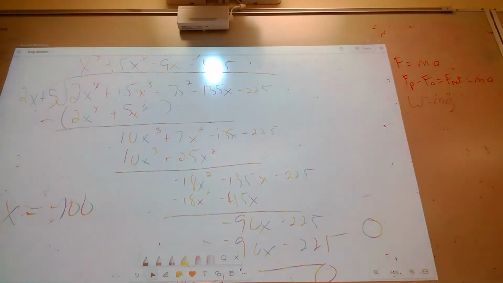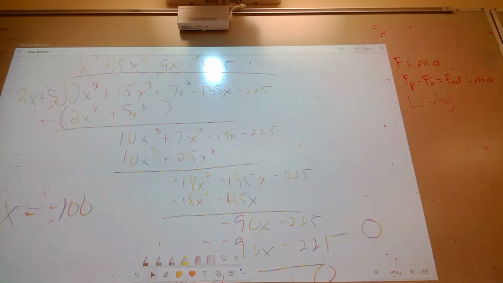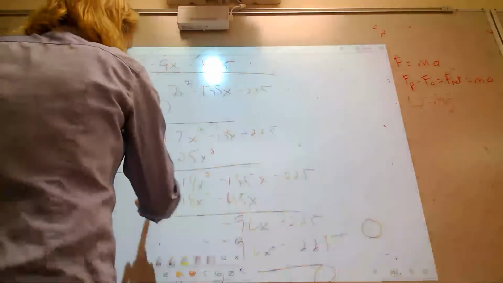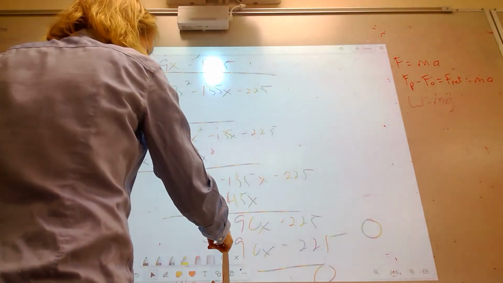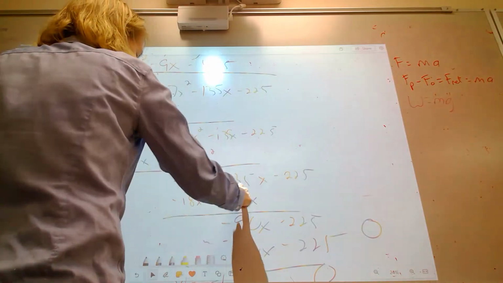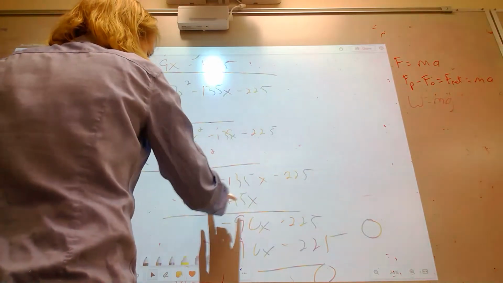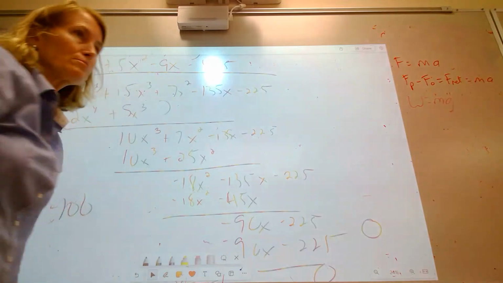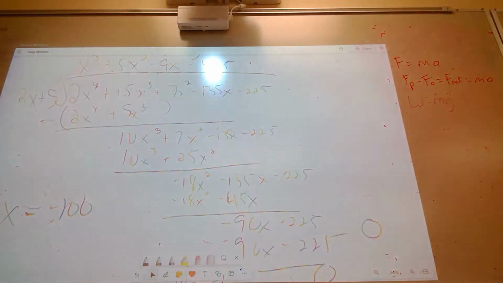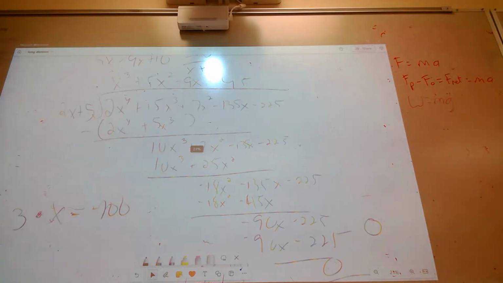So we have minus 9x. That gives us 18x squared minus 45x minus 135. Minus 45 minus a minus 45 gives us, we cancel those negatives, we get minus 90x minus 225. And what do we multiply 2x by to get minus 90x? It's minus 45.